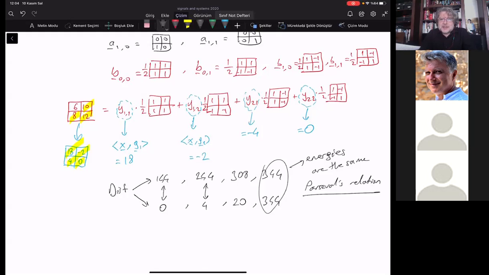Nice, isn't it? Parseval's relation says that the power or the energy in the time domain and the frequency domain are the same. It doesn't have to be the Fourier transform. It can be any orthonormal transform like this one. The energies are the same. But of course, it means that you're losing the signal completely.